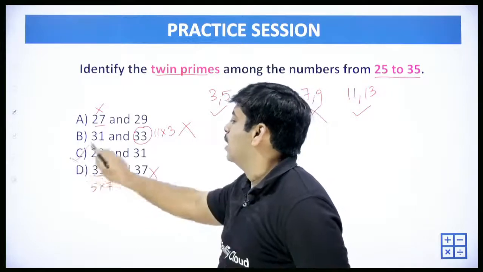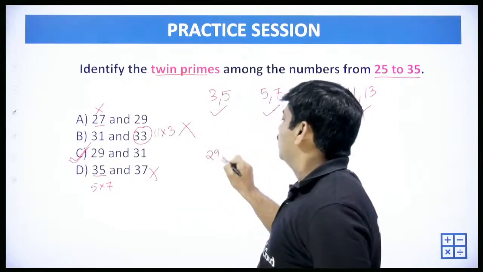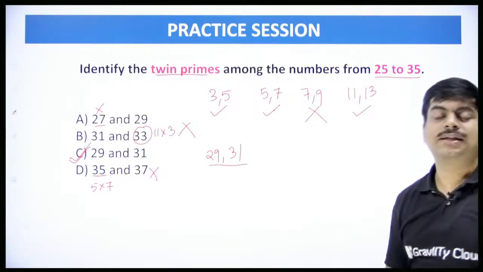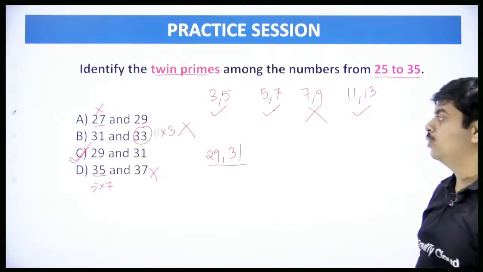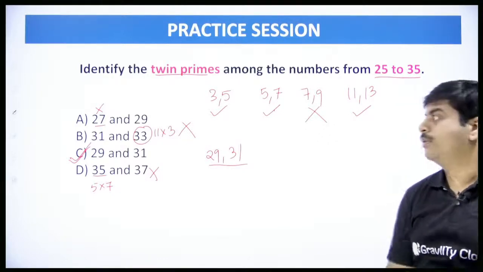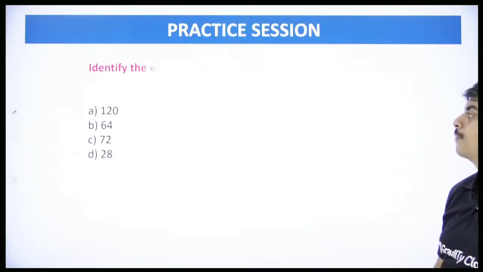So we have to see where 29 and 31 both are prime numbers and the difference is 2. So we can say that these two are twin primes, right? So let's move forward to the next one.